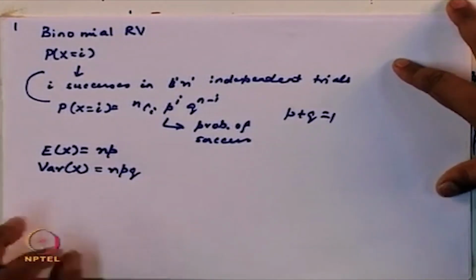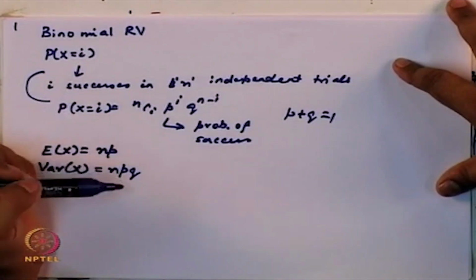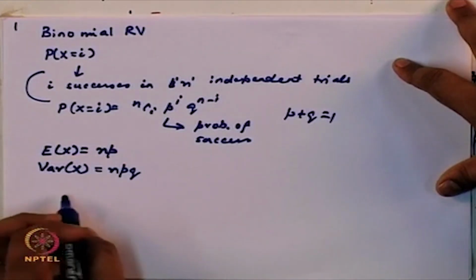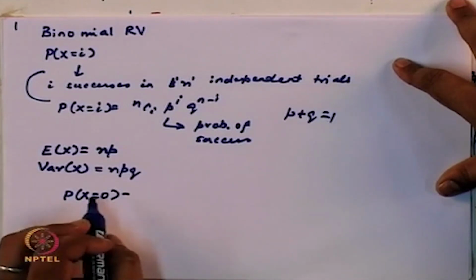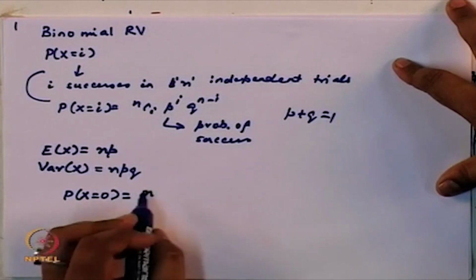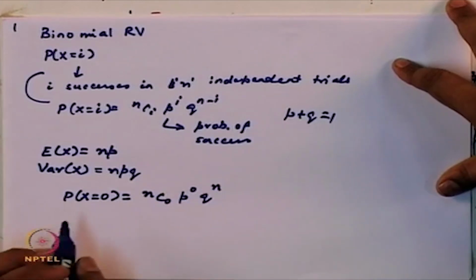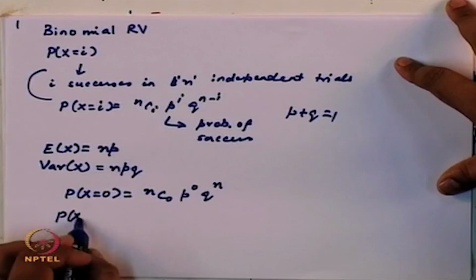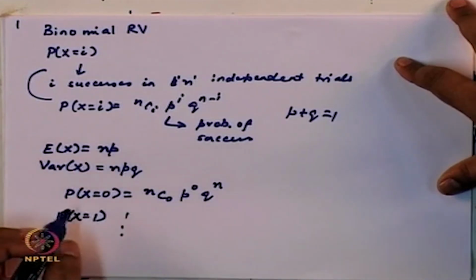Also, you can use recursion to compute the binomial probabilities as you go forward. In other words, we know that p of x equal to 0 is nC0 p to the power 0 q to the power n, and then accordingly you can compute x equal to 1 and so on. You can compute these in terms of the probability of x equal to 0.